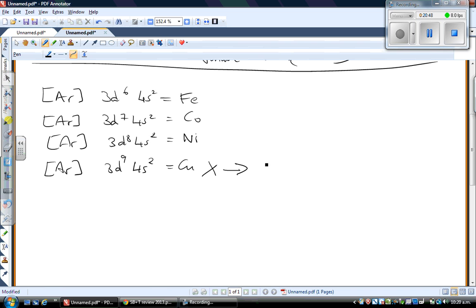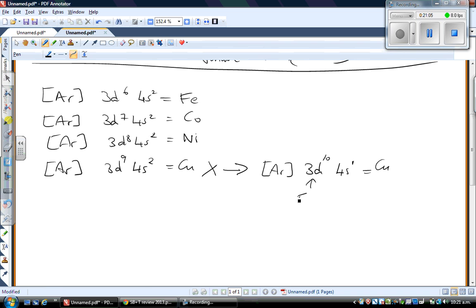What you need to do here, same reasoning as before, it's all about stability. So instead of putting the 9 electrons in the 3d, you want to put 1 electron in the 4s, and then you want to put 10 in the 3d. And that's the correct electron configuration for copper.